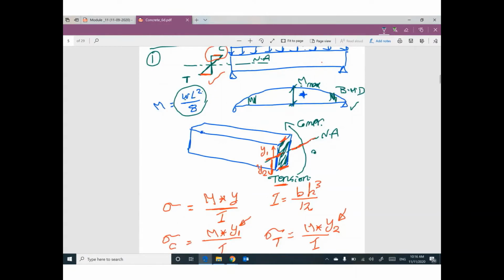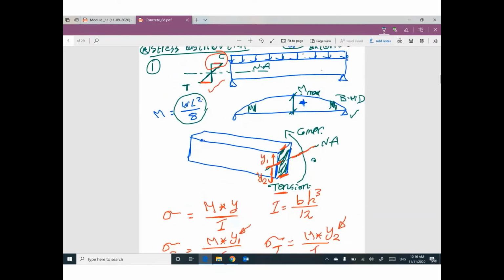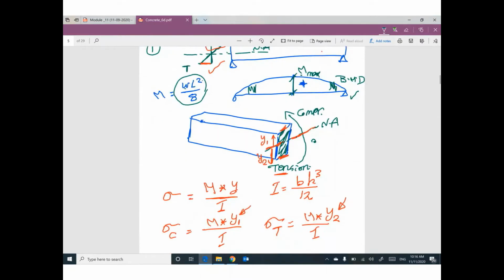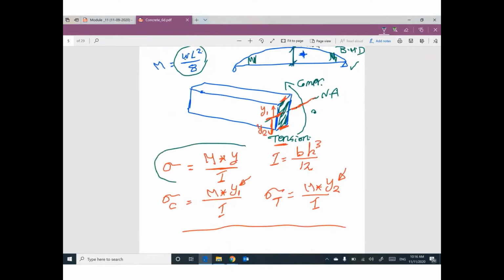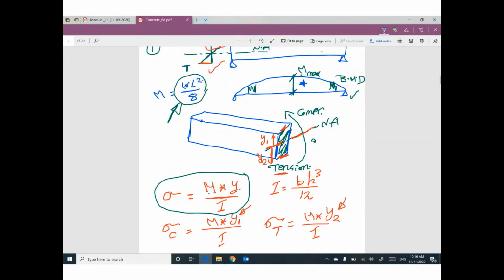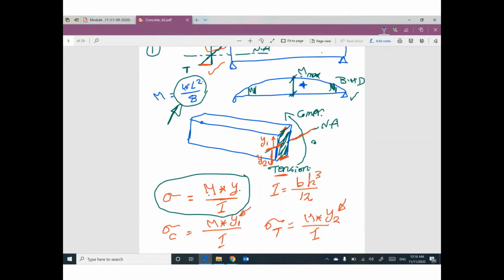If you would like to calculate the stresses at the bottom and at the top, we will use this expression, sigma equals My divided by I. M comes from this value, WL squared divided by 8, from the given load. Y depends: are you looking for the top fiber? Then we are looking for y1. Are you looking for the bottom fiber? Then we are looking for y2. I is b h cubed divided by 12.